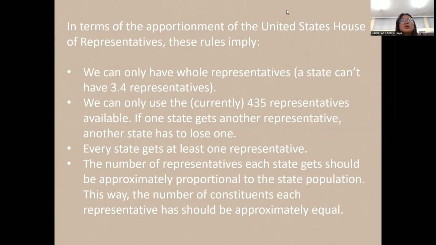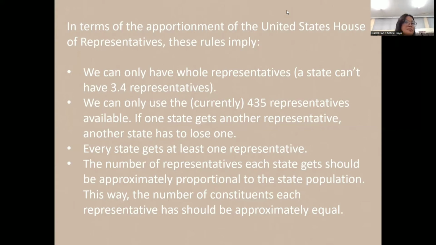The next thing is we can only use the current 435 representatives that are available, so we cannot just get more that are not available. If one state gets another representative, another state has to lose one. So am I making things clear here? Every state gets at least one representative. Take note of that.